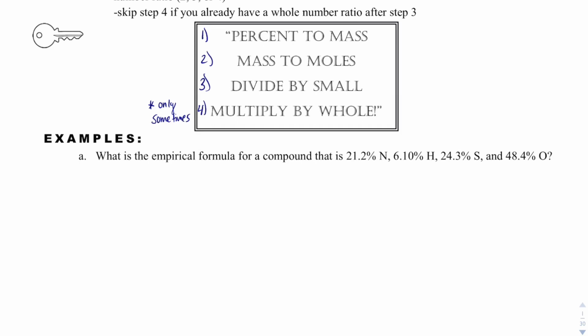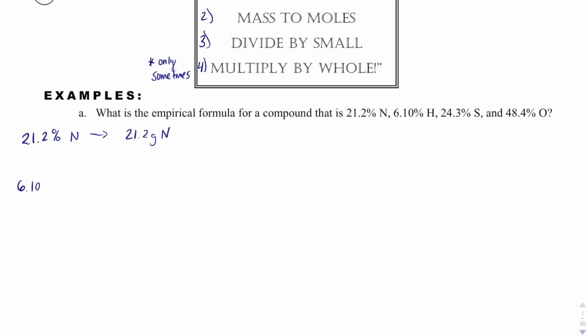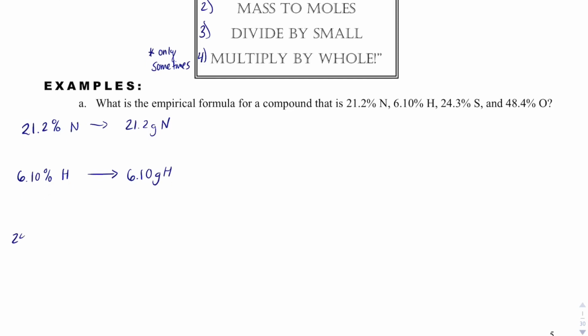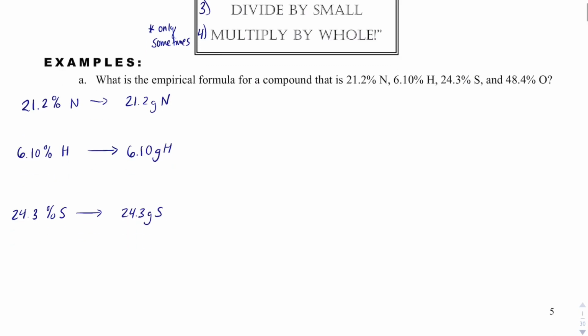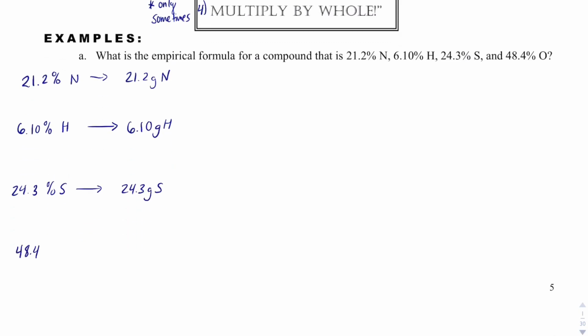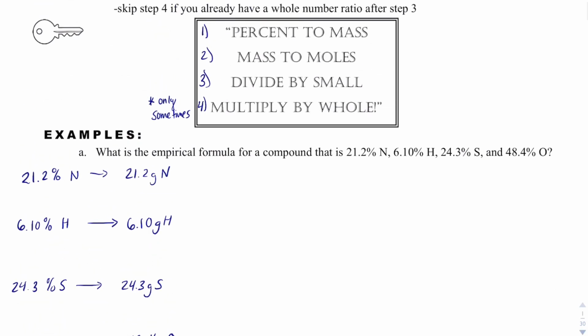So I'll take 21.2% nitrogen. I will convert it to 21.2 grams of nitrogen. I'm given 6.10% hydrogen, and I will convert that to 6.10 grams of hydrogen. I'm given 24.3% sulfur, and I will convert that to 24.3 grams of sulfur. I'm given 48.4% oxygen, and I will convert that to 48.4 grams of oxygen. Okay, so I have done percent to mass.